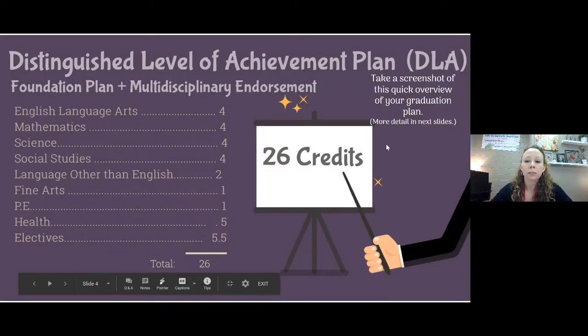Okay, if you want to take a screenshot of this, do so, because this is very important. This is a quick overview of your graduation plan. To graduate from a Texas public high school, you need 26 total credits. In the 4 core courses, English, math, science, and social studies, you need 4 years of each, or 4 credits of each. 2 years of a foreign language credit, and it has to be the same language. 1 fine art credit, 1 PE credit, half a credit of health, and 5.5 credits of electives. I'm going to break all of these down here in a second, but this is the overview.